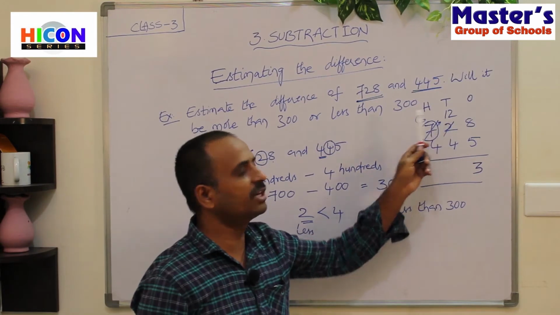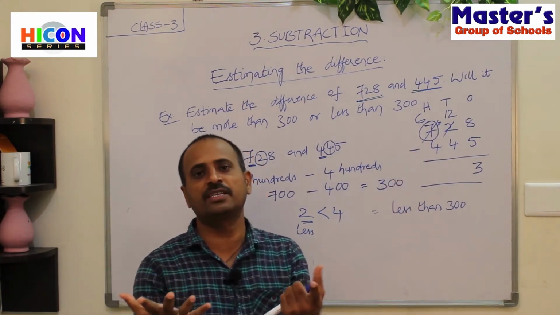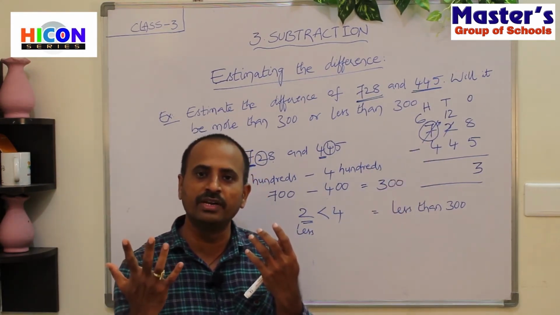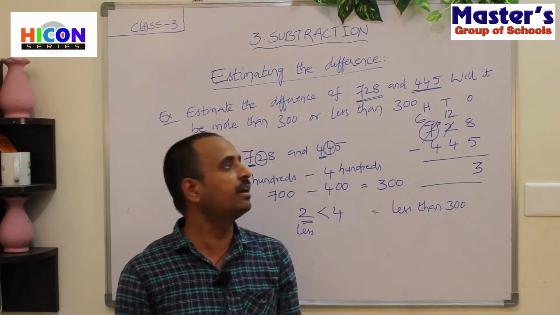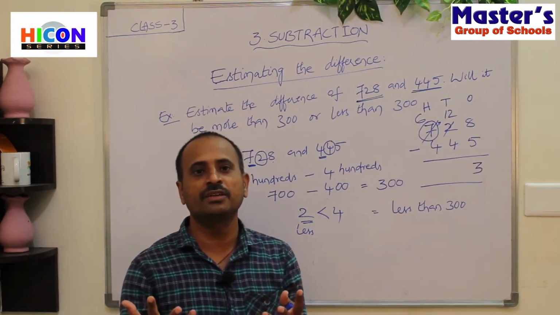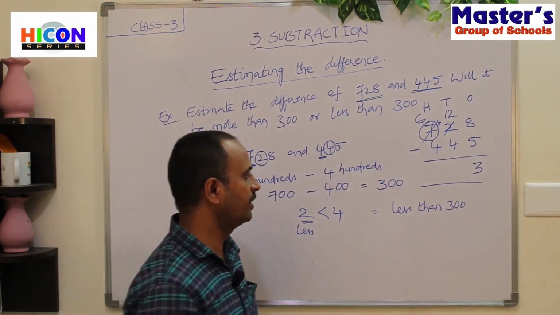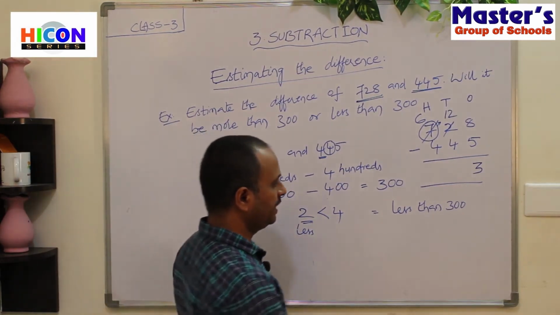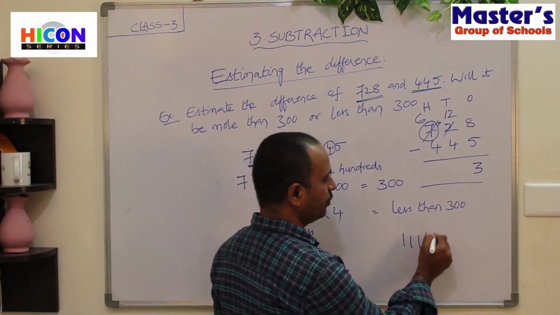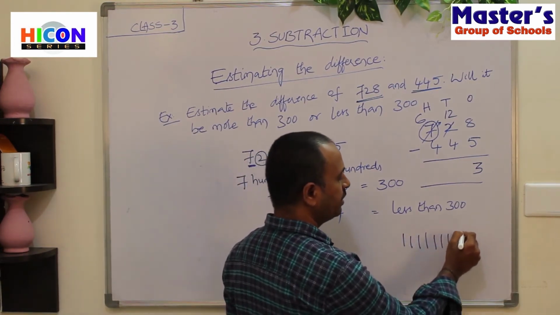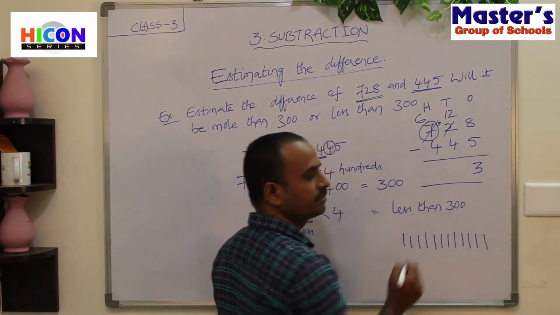So what is the first number? 12. So open 12 fingers of your hand, but there are only 10 fingers on our hands. We cannot do the subtraction on our fingers. So draw 12 lines in your rough work. So draw 12 lines, that is 1, 2, 3, 4, 5, 6, 7, 8, 9, 10, 11, 12.